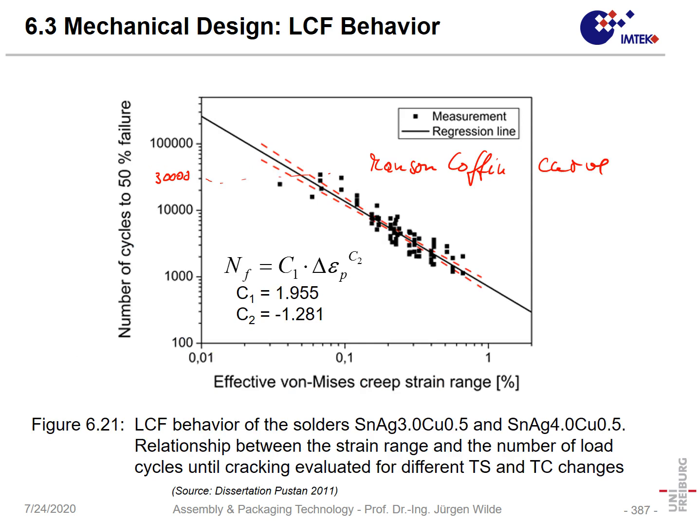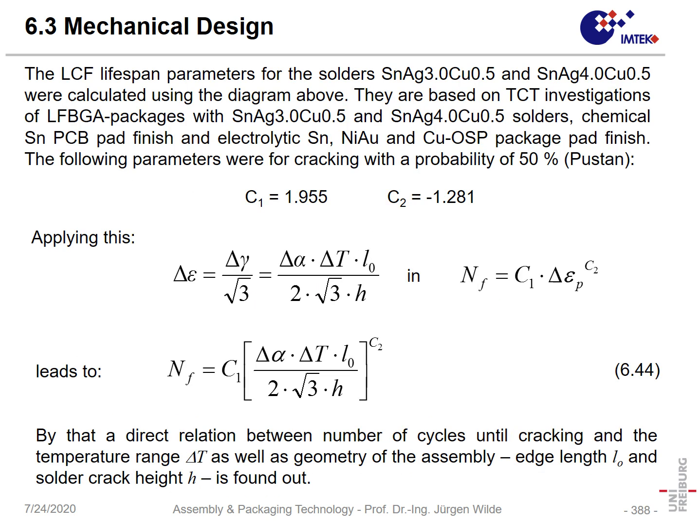And now we put this term here into the lifetime curve. In that way, when we put in the delta epsilon, we get a formula which says the number of cycles to failure is that fatigue parameter times delta alpha, delta T, times L0 divided by twice the square root of 3 and divided by the gap height of the solder joint, and possibly here also a factor of square root of 2, and all of that to the power of C2. And in that way, we can estimate the number of cycles to failure.